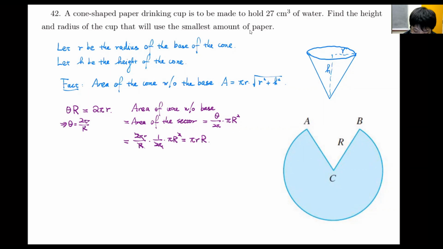But what is my capital R over here? Remember in this cone picture, this radius is the same as capital R over here. So capital R equals the square root of lower r squared plus h squared. That's how I get my formula: pi r times the square root of r squared plus h squared. So this fills the gaps of the previous problem. This is how I get my area in the previous problem.